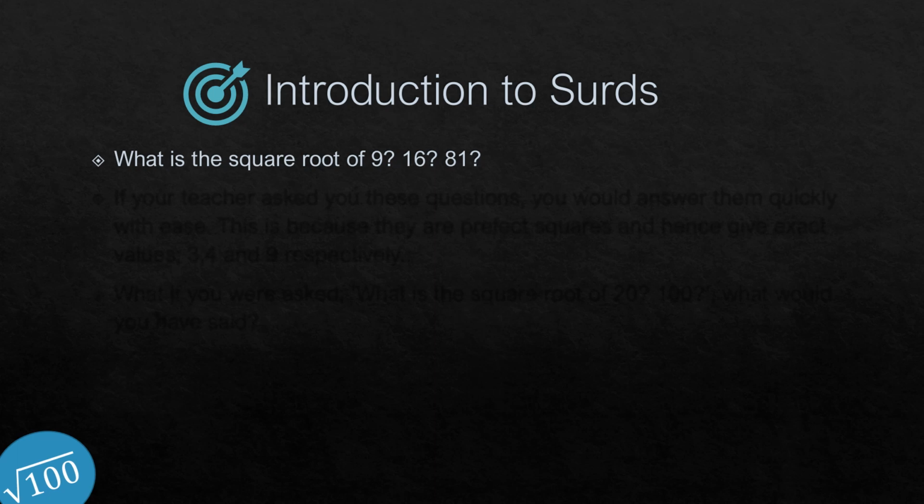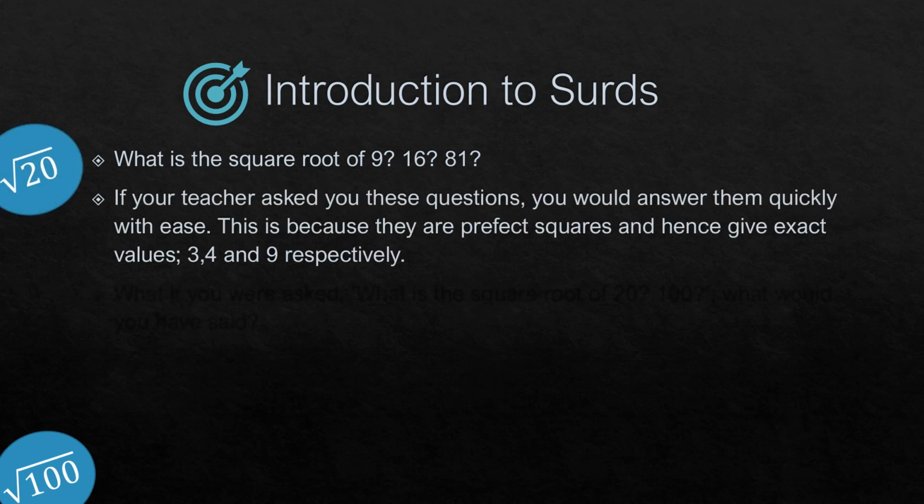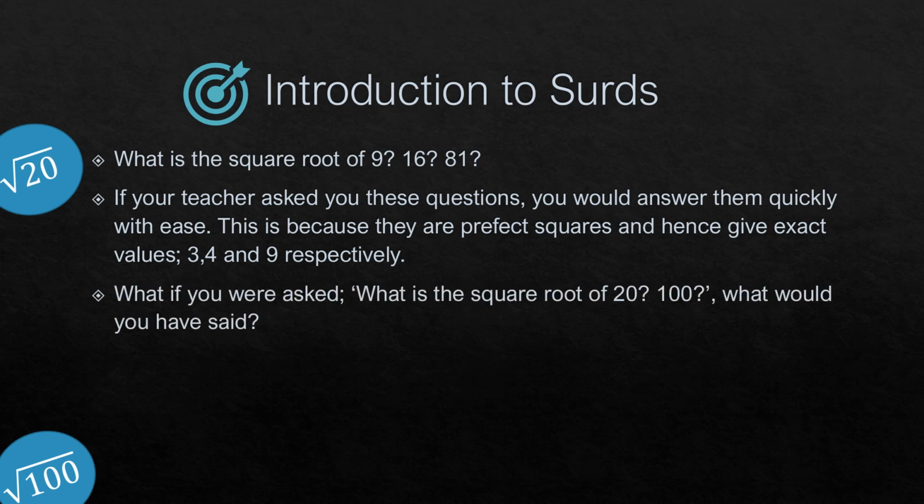Now, what is the square root of 1681? If your teacher asks you these questions, you would answer them quickly with ease, right? You say, teacher, this question is too easy. It is because they are perfect squares and hence give exact values. What if you were asked, what is the square root of 20? That's worth thinking. Or even 75. What would you have said?